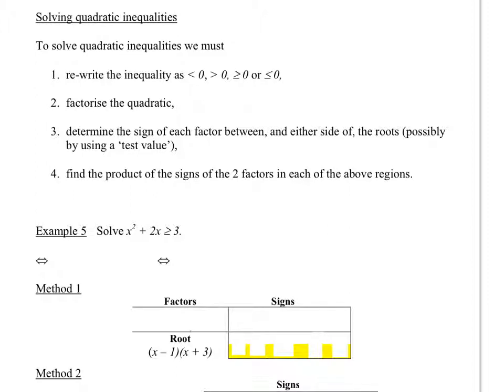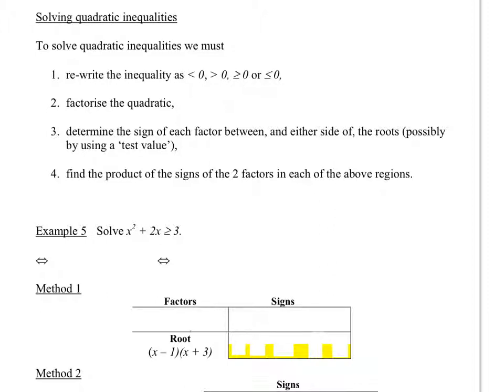The steps are that we've got to try and get the whole thing to have 0 on one of the sides, right? So we're going to have to rearrange things so that it's less than 0 or more than 0, more than or equal to 0, less than or equal to 0. Then you take the left-hand side and factorize it, just as we did for equations. So we're treating them like equations, and then you'll find the solutions for what would be an equation.